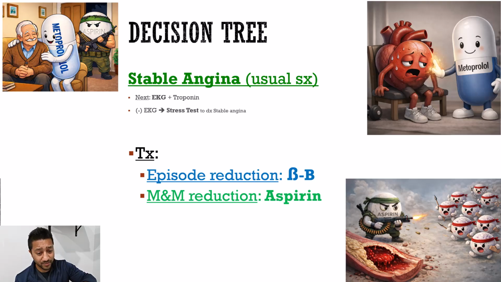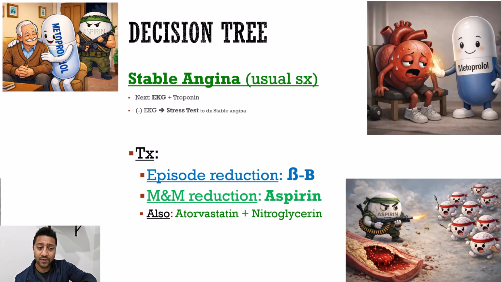Now, these patients would also be started on atorvastatin to control their lipid levels, as well as nitroglycerin that they can take whenever they have breakthrough chest pain, but these medications aren't as impactful in stable angina as is a beta blocker and aspirin.